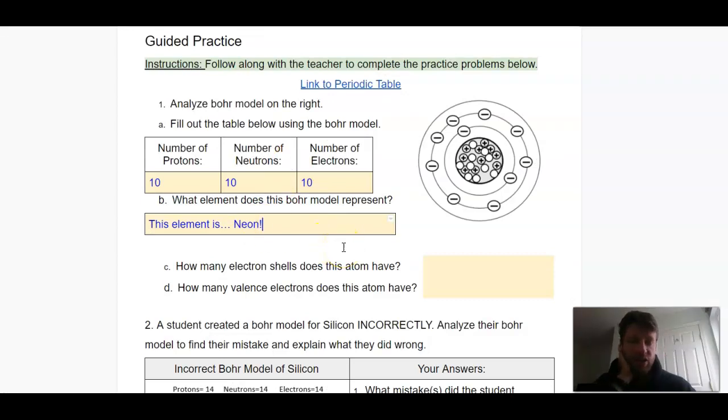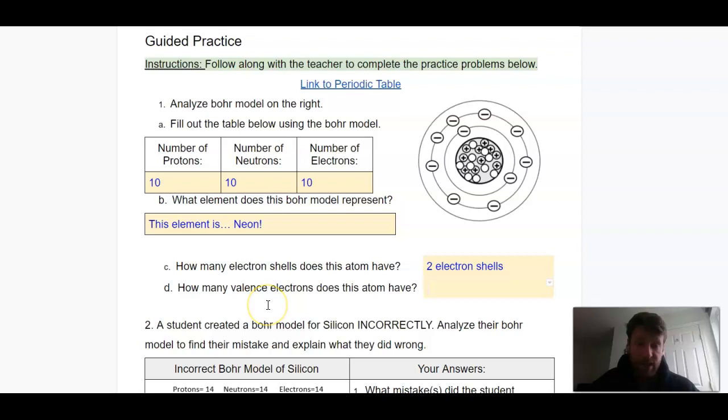How many electron shells does this atom have? Now be careful. When this question is asked of you, it's asking how many electron shells does this atom have that actually contain electrons? So if we look at our model, this is the nucleus. Then we have 1, 2 electron shells with electrons on them. And there's a third shell, but there's no electrons on this one. So it has 2 electron shells. Remember, that's how many electron shells actually have electrons on them.